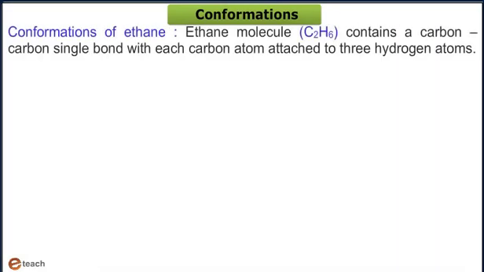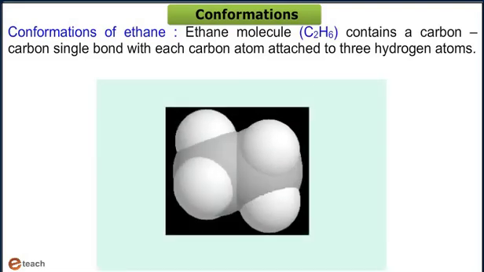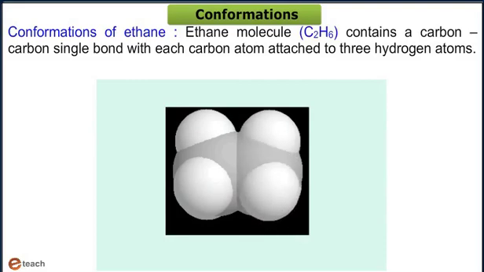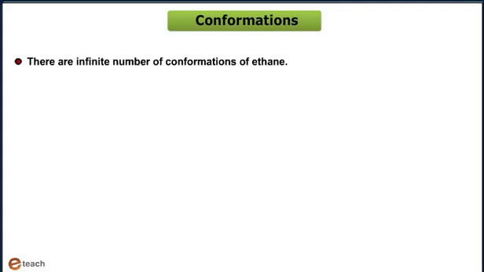Conformations of ethane. Ethane molecule, that is C2H6, contains a carbon-carbon single bond with each carbon atom attached to 3 hydrogen atoms. There are infinite number of conformations of ethane. However, there are two extreme cases.